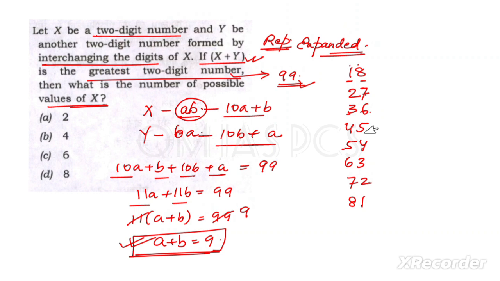Fine. So what is the number of possible values of x? Total numbers are 1, 2, 3, 4, 5, 6, 7, and 8. So the answer will be D, that is 8. Clear? Is there any problem in approaching this question? Tell me. It was easy. So how many of you have done this correctly? Comment it. Then we are moving to the next question.